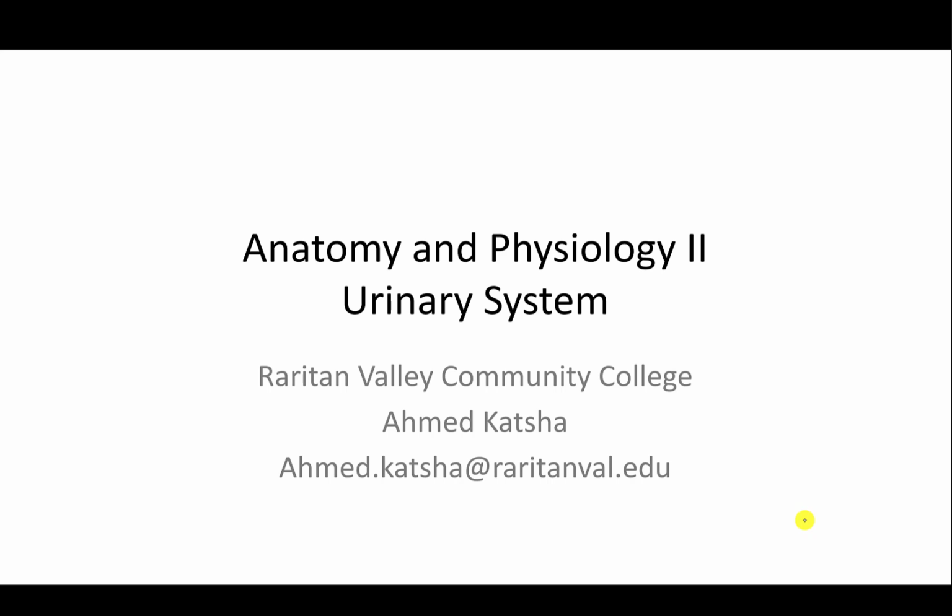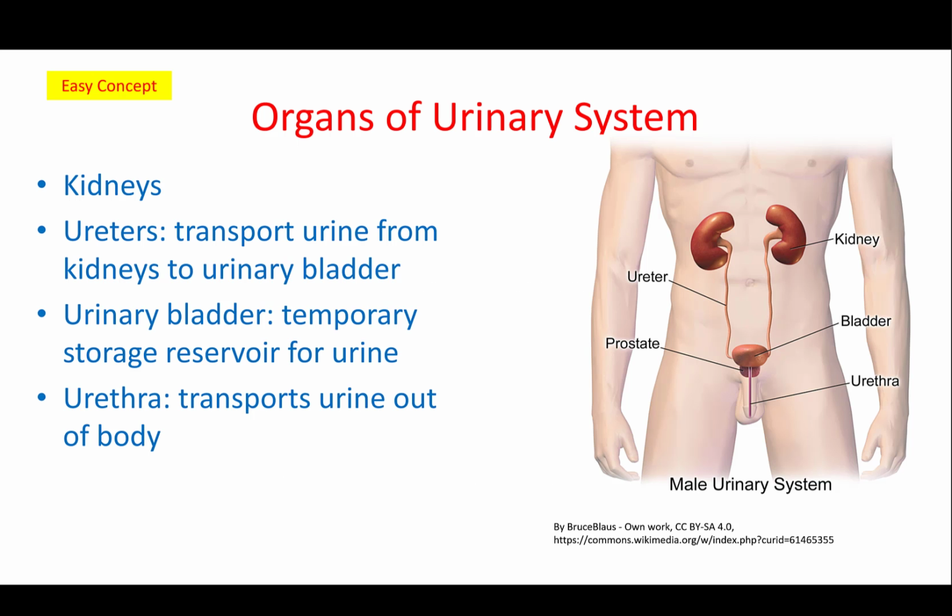In this chapter, we will talk about the urinary system. And we will start with the organs of the urinary system. We have the kidneys, 2 kidneys. From them, there are 2 ureters. These ureters will lead to the bladder. And from the bladder, there is the urethra.